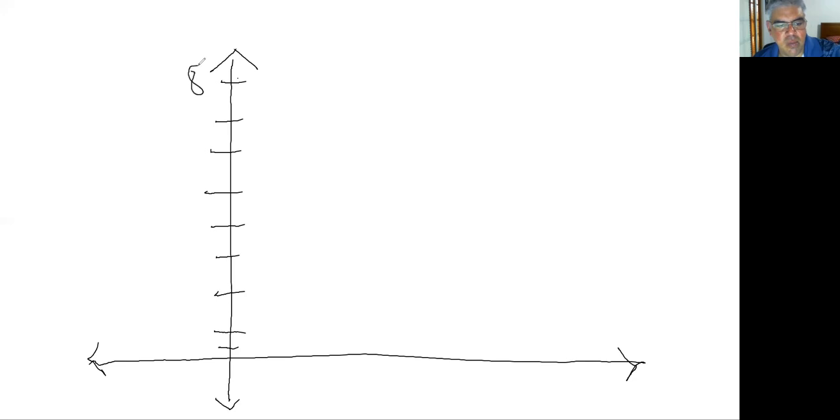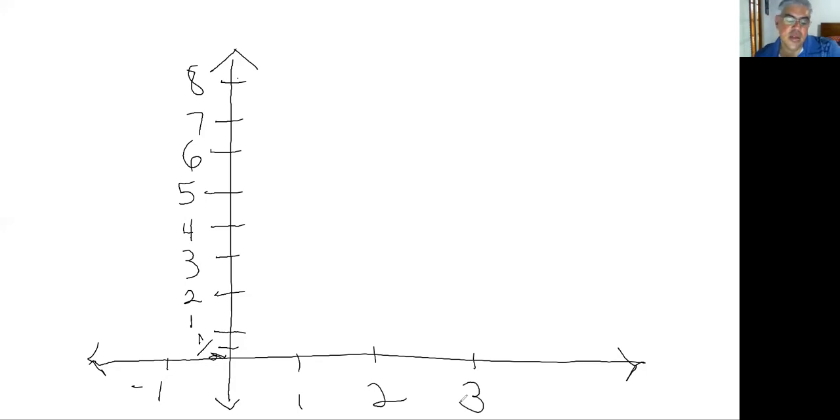So 8, 7, 6. You get the idea. A half is between 0 and 1. So this is a half, 1/2. All right, so my point is -1. Then we had 0. Then we had 1, 2, and 3. So plotting, our first point was -1, gave us a half.